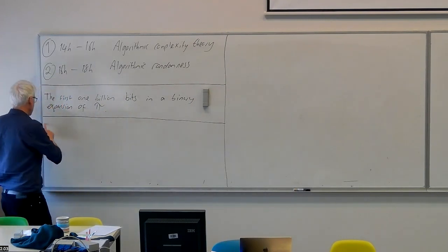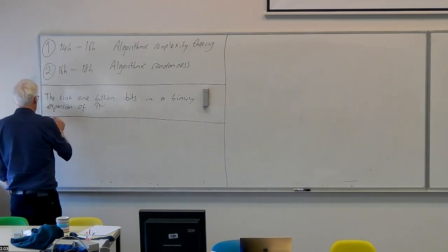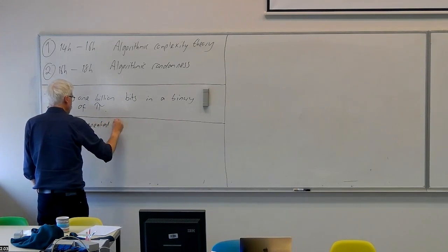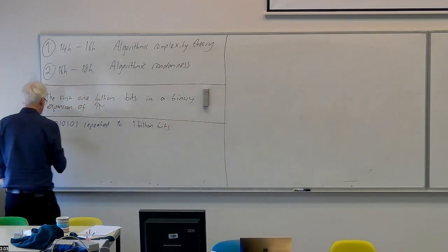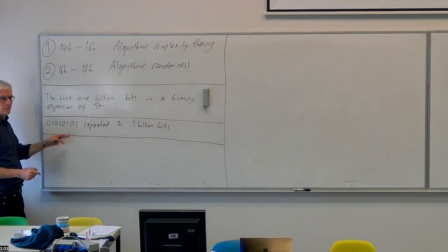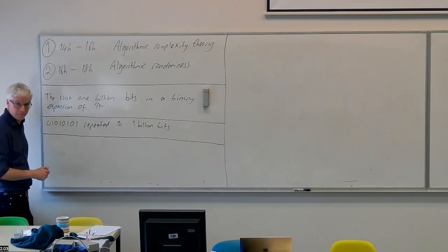I'll give you another description of a binary sequence of length 1 billion, and that's 0, 1, 0, 1, 0, 1, 0, 1 repeated to 1 billion digits, bits. So the pattern is obvious, what I mean. I mean the pattern of 0, 1 is repeated 500 million times.